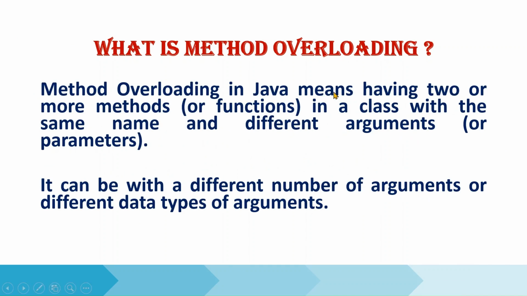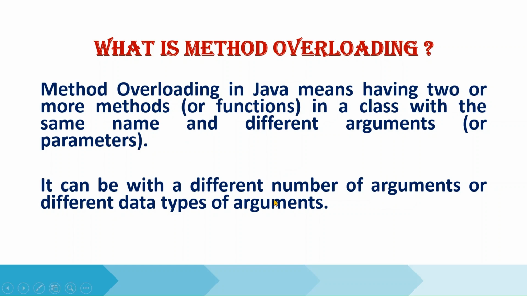Method overloading in Java means having two or more methods in a class with the same name and different arguments, or what we call parameters. Methods were called functions in C and C++ programs; here the terminology is changed to methods in Java. A method is a set of instructions which performs a particular task.